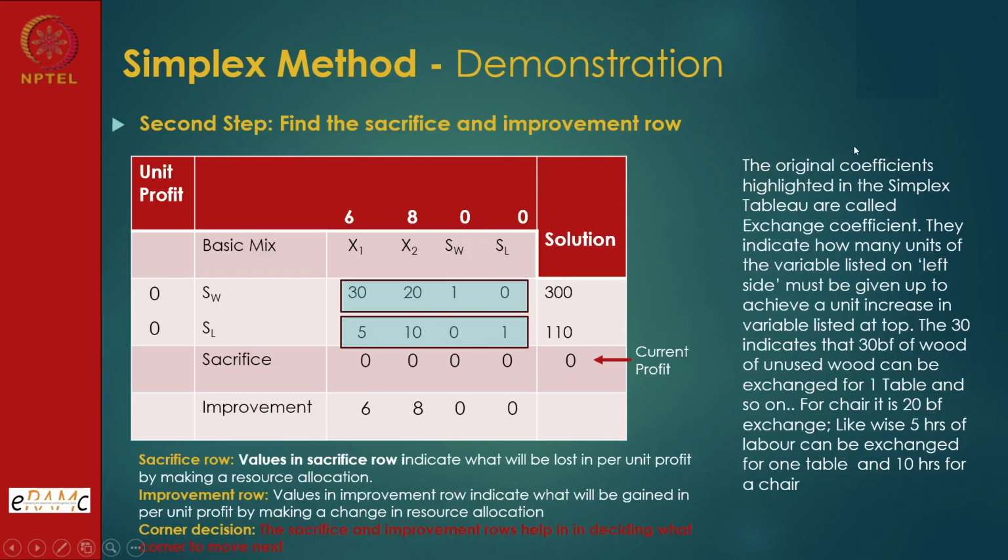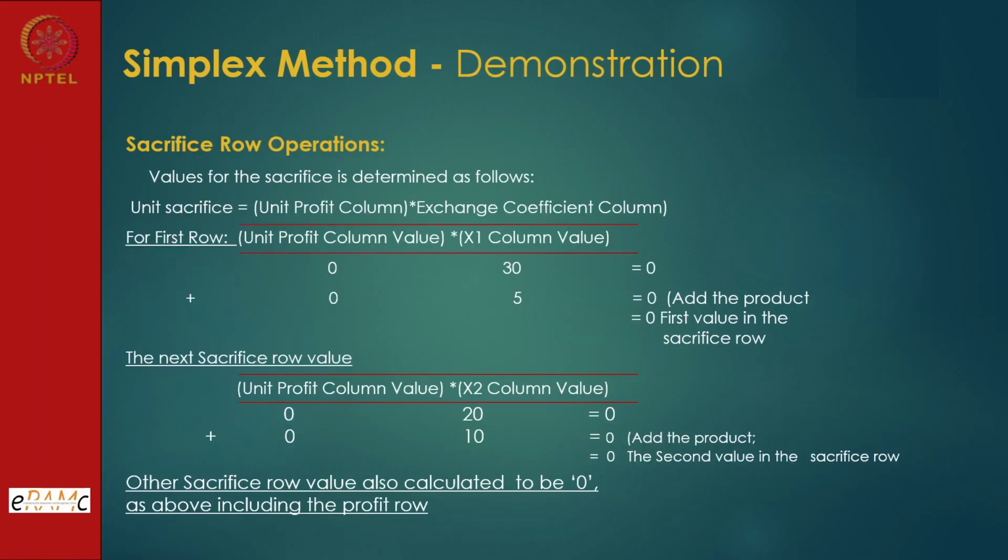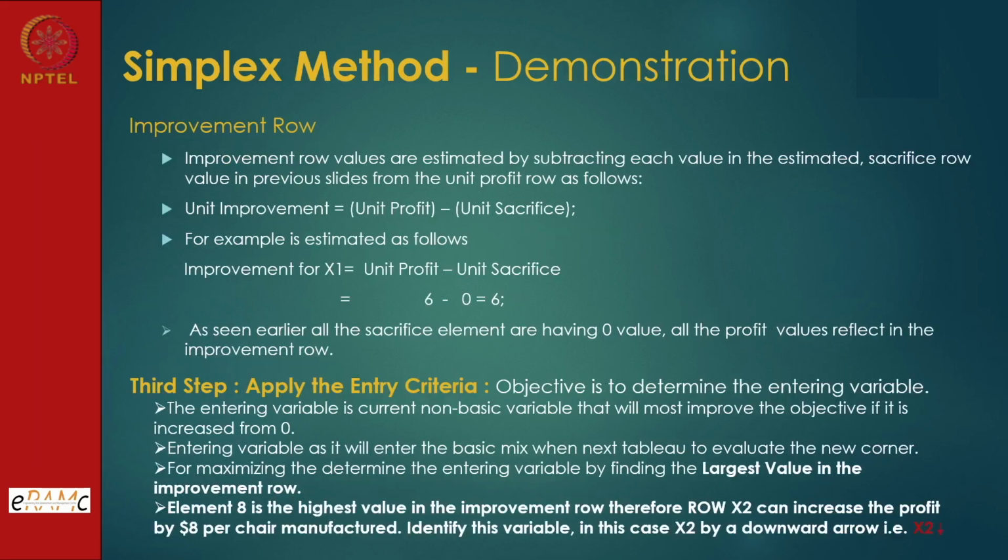Similarly, let us see the next sacrifice row value. Again, what value will come? Again it is 0. So you saw that the 0 value is there in the sacrifice row. The other sacrifice row values are also calculated to be 0. So eventually all the values remain 0 in the table. Just bear this in mind.